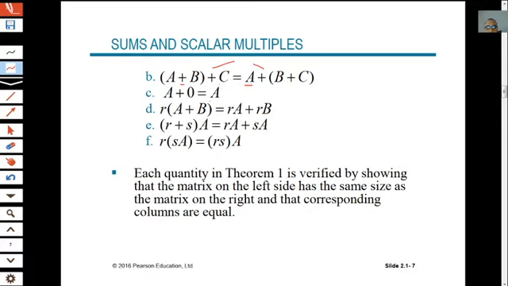And A plus 0 is equal to A, you can see easily. And we have the left distributive property for the scalar multiplication, which means that the number R can be distributed over the matrix addition, like this one, R times A plus R times B. First you can find R times A and R times B, and after adding them you can find this one.